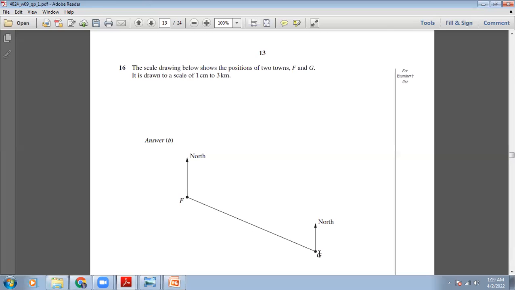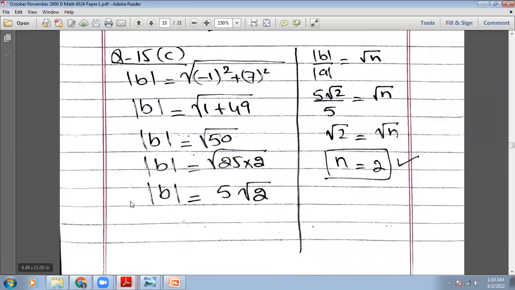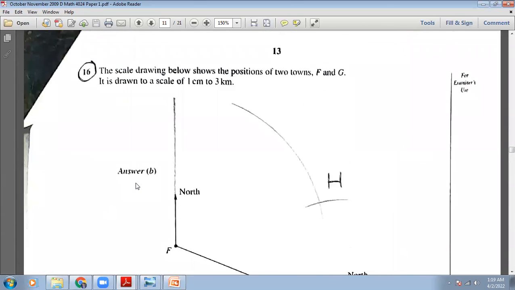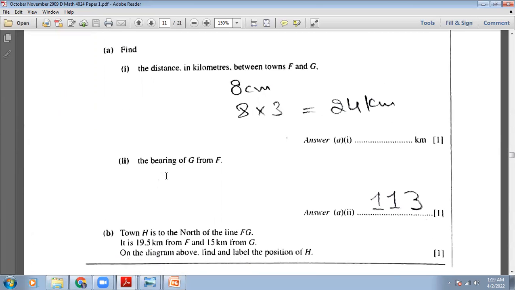So use your scale and put it along the FG. Measure the length of FG in centimeters. Whatever your length is, just multiply it by 3 kilometers, because 1 centimeter in this figure, according to the scale, represents 3 kilometers. So I have already done this. It's 8 centimeters long. So 1 centimeter means 3 kilometers, so 8 centimeters means 24 kilometers.